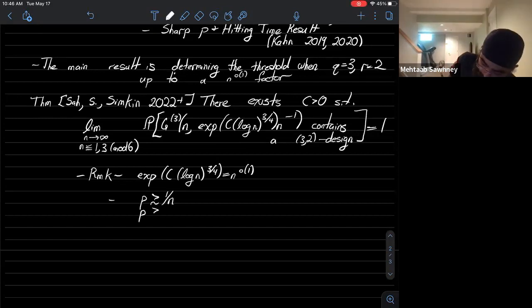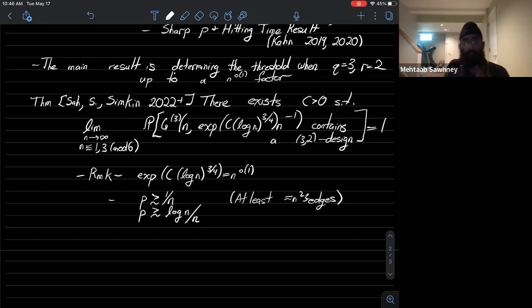But in fact, you know that P has to be greater than something like log n over n, because of coupon collector. In order for you to have a Steiner triple system, you need the property that every pair of vertices is in at least one triangle. So due to coupon collector, you pick up an extra log n.